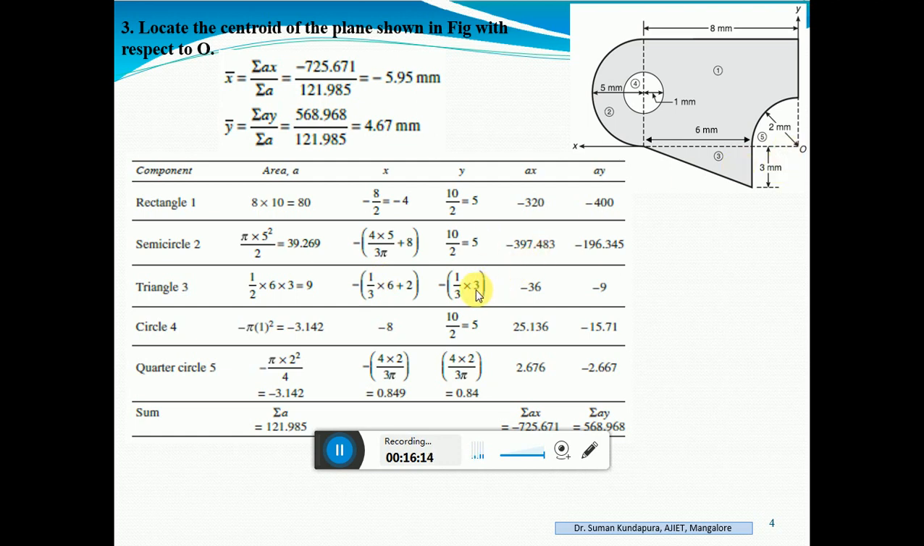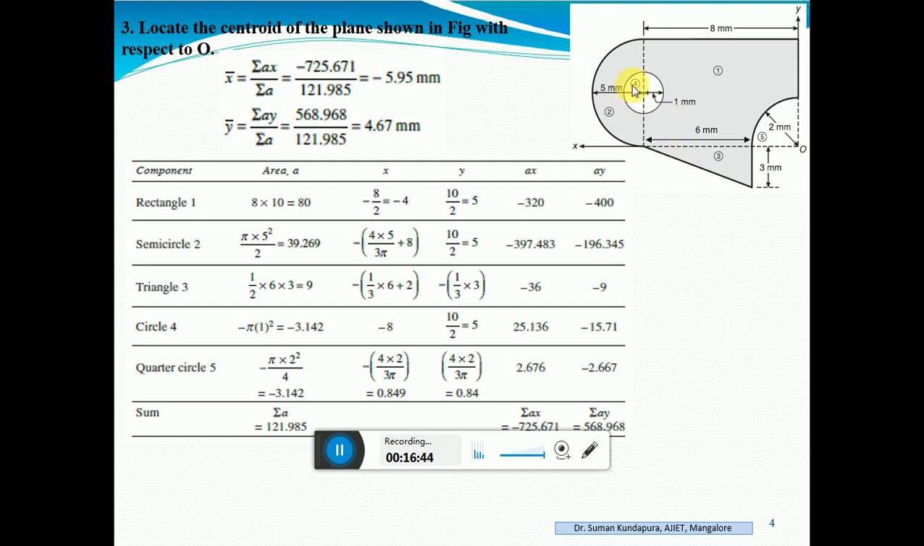And the y distance of this triangle with respect to this. So it is negative 1/3 of 3, because somewhere here your y distance is with respect to the x-axis. Multiply area into x, area into y. So you get minus 36 and minus 9 for the triangle.